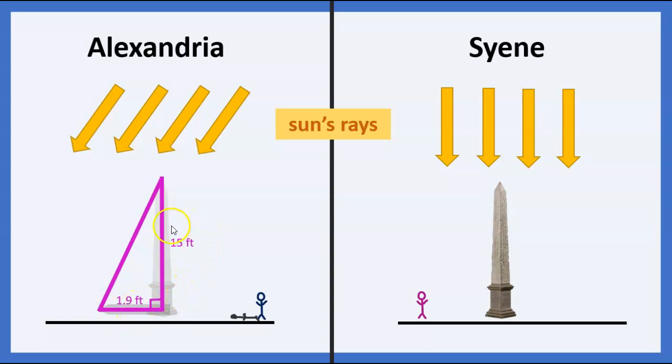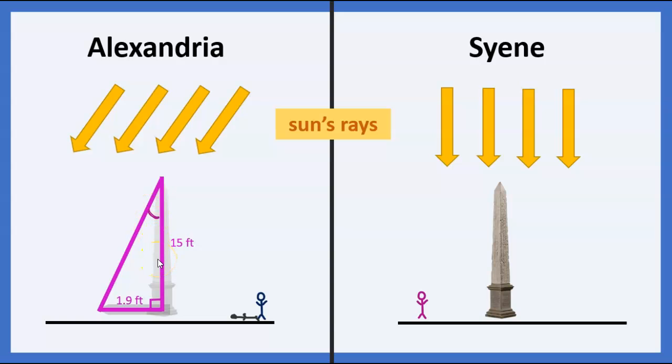So if we have this measurement and this measurement, we can then get all the other angles as well. Now there are a few different ways to do this. There are trigonometry functions, which we won't go over in Math 1. But just the simplest way to do this would be to pull out a protractor and measure this angle right here.